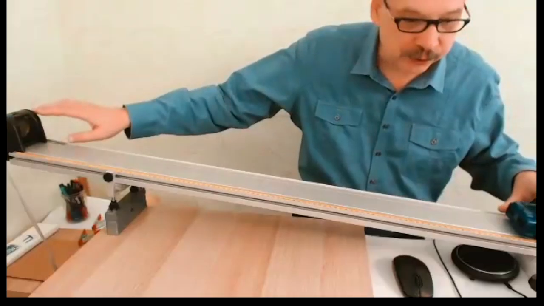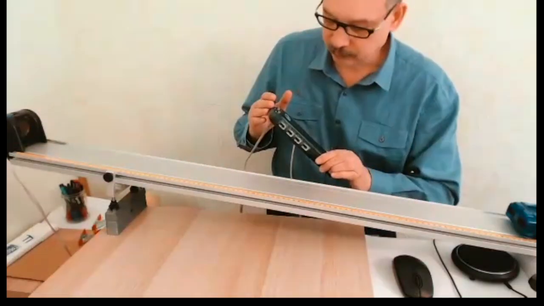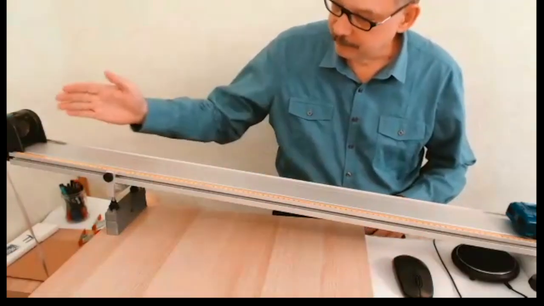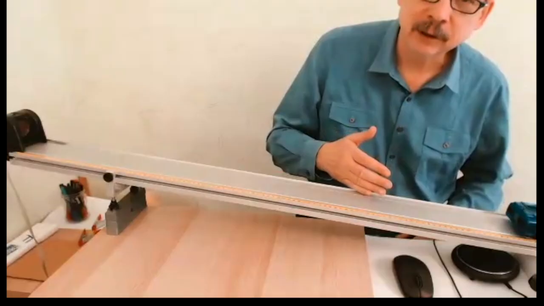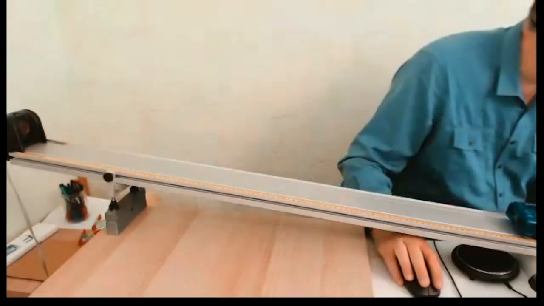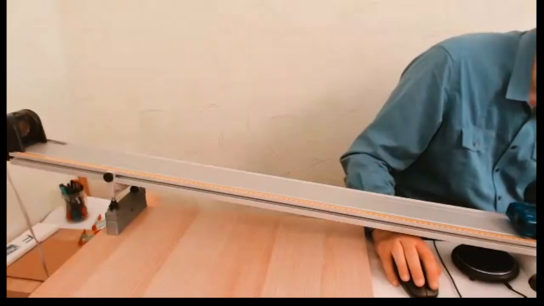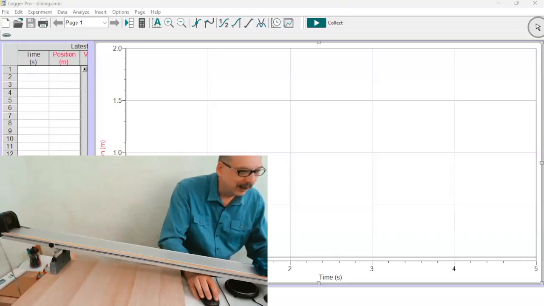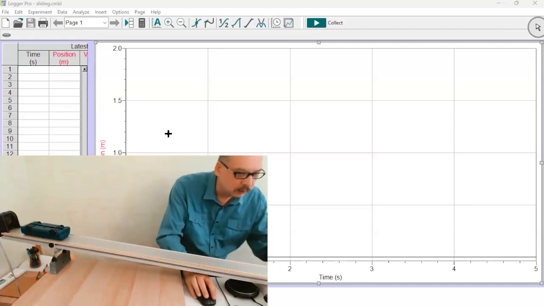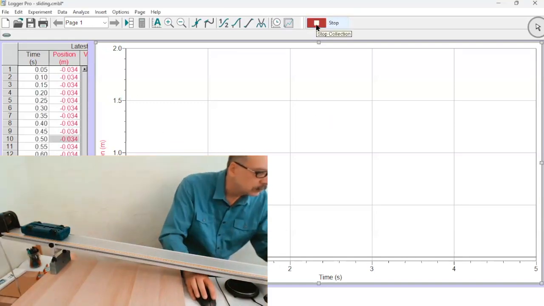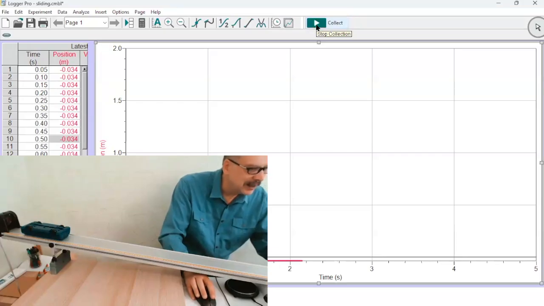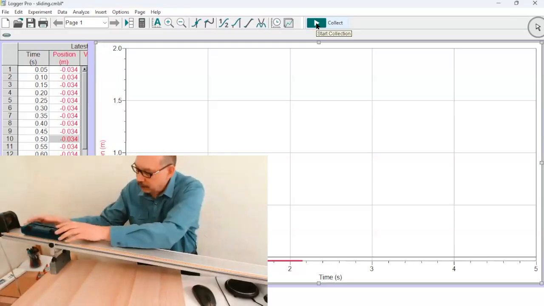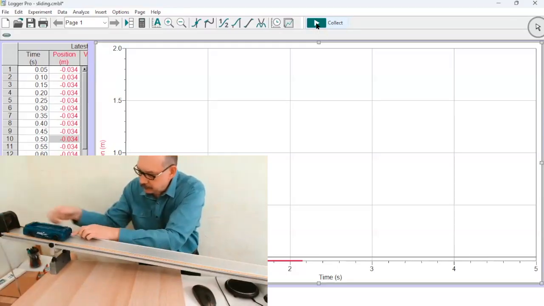I also have a motion sensor connected to a Logger Pro interface that is connected to a computer, so I can measure the position of this cart at different times. For that, there is special software right here, and now I can make it visible for you. Now, let's check if it works. Okay, it takes data. All I need to do is let it roll while taking data.